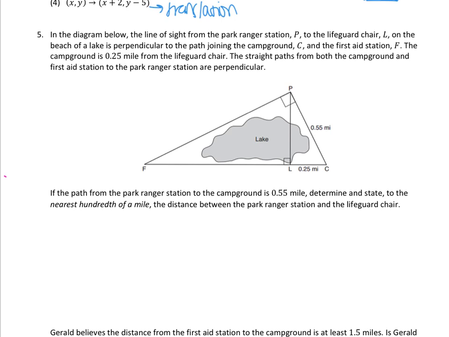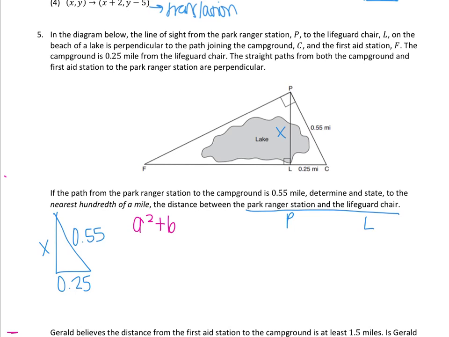So it's asking us to find the distance between the park ranger station and the lifeguard chair, P to L. So I'm going to choose to place an X there where P and L are. And I'm looking at this triangle that's formed right there. I have an X, a 0.55, and a 0.25. Remember we briefly mentioned on the first page of our notes that we could find the third side of a right triangle using Pythagorean theorem. So I've got my A, my B, right angle across from that is always C. So we're just simply plugging in and then we're solving.